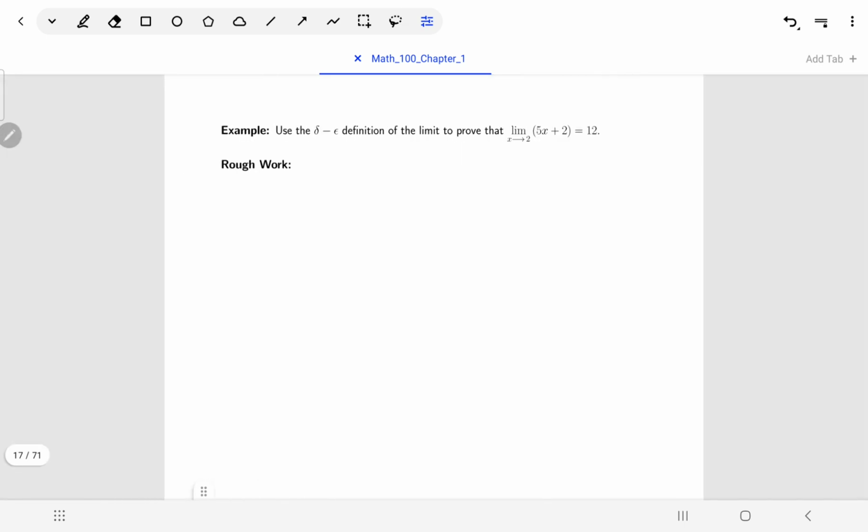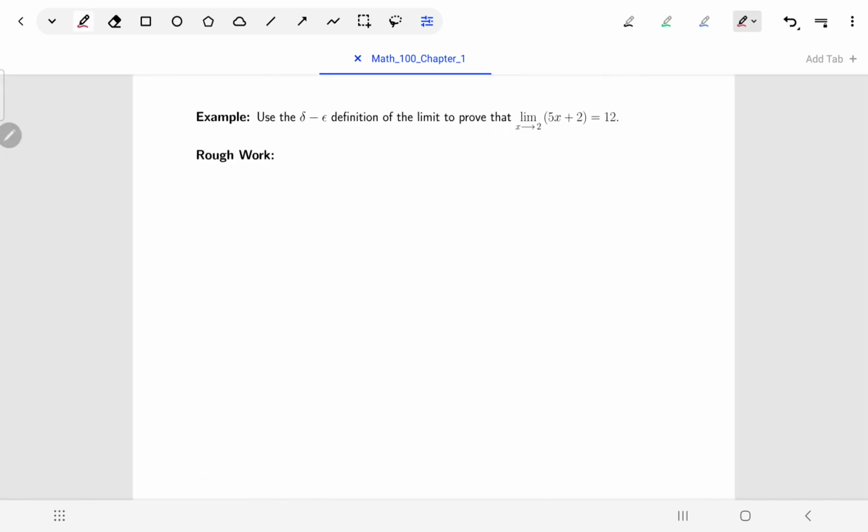So let's go do some rough work on the side. We're going to do that by working backwards with what we need. We need |5x plus 2 minus 12| to be less than epsilon. And of course, that's the same thing as saying that you need |5x minus 10| to be less than epsilon.